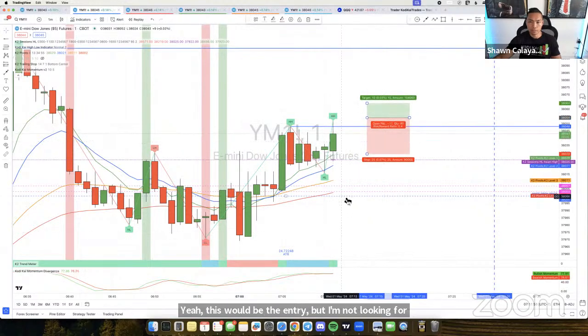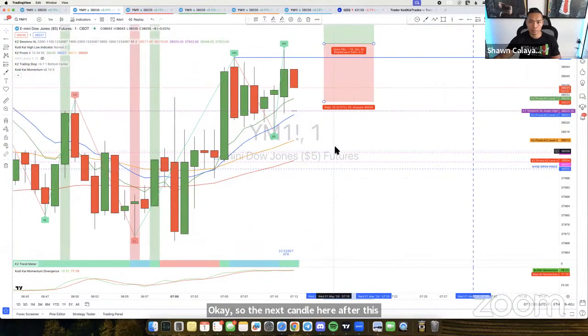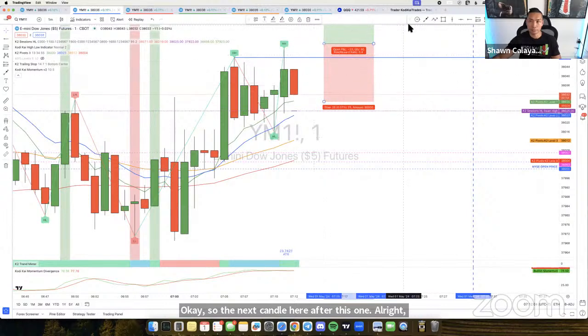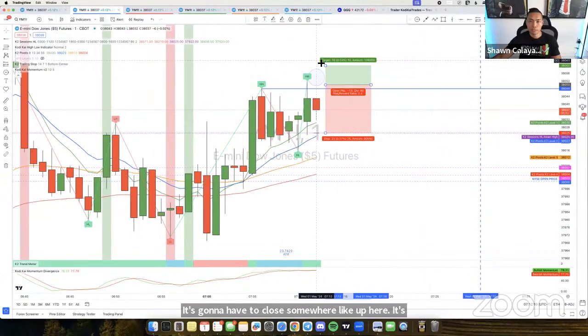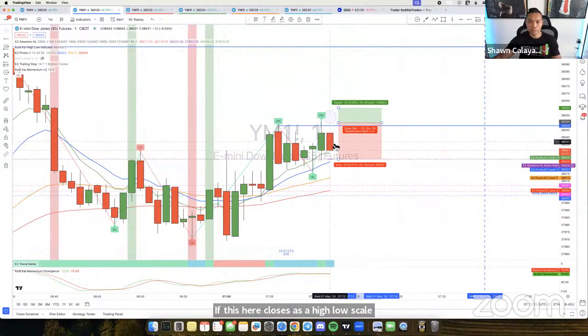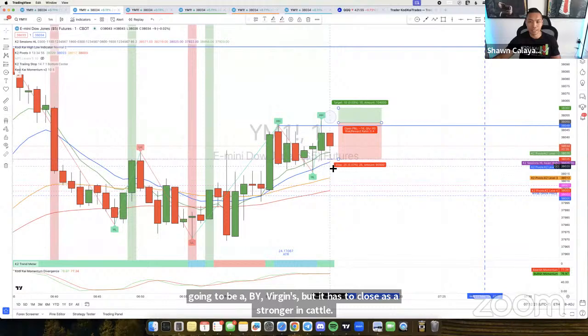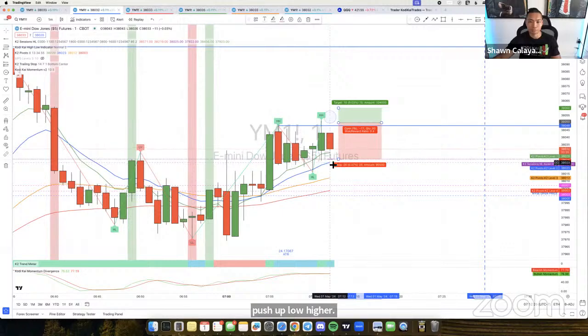Okay, so the next candle here after this one. All right, so this next candle here has to be a pretty decent green candle. It's gonna have to close somewhere up here. It's gonna have to close as a high-low scalp. If this closes as a high-low scalp, or if it closes with a pretty decently strong green candle, I will take this for a buy. It's gonna be a momentum divergence, but it has to close as a strong green candle. It can't touch the sessions. So that's what I'm looking for as well. It can't touch the sessions and it's got to push up a little higher. I'm okay with it touching the pivots, but it can't touch the sessions right here for sure.